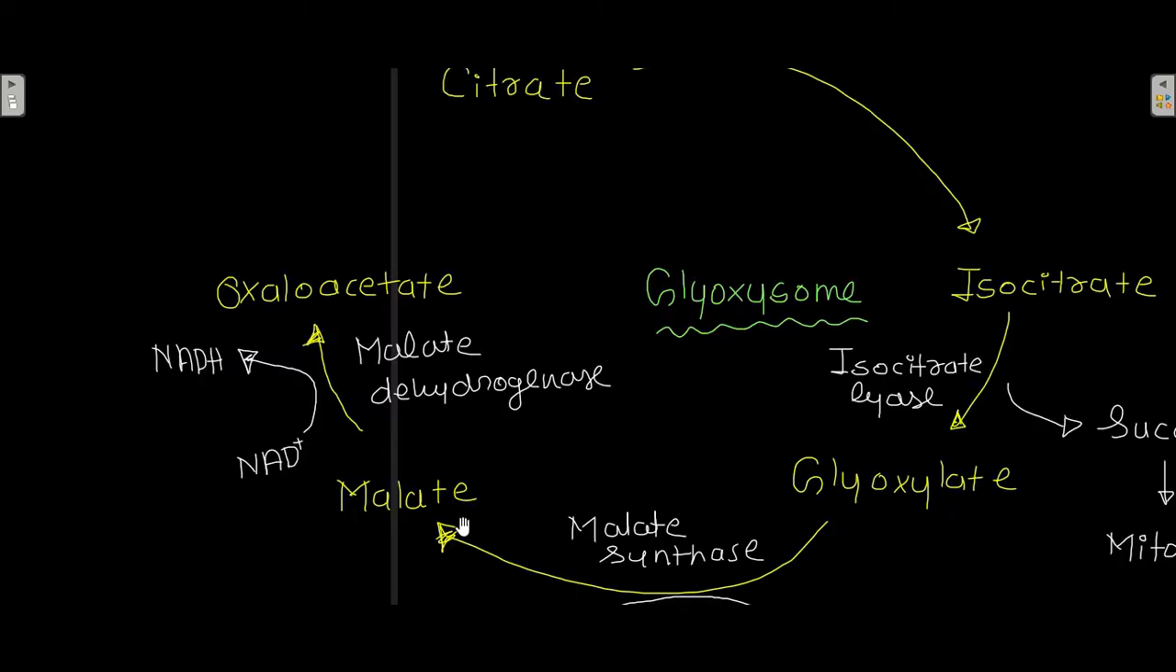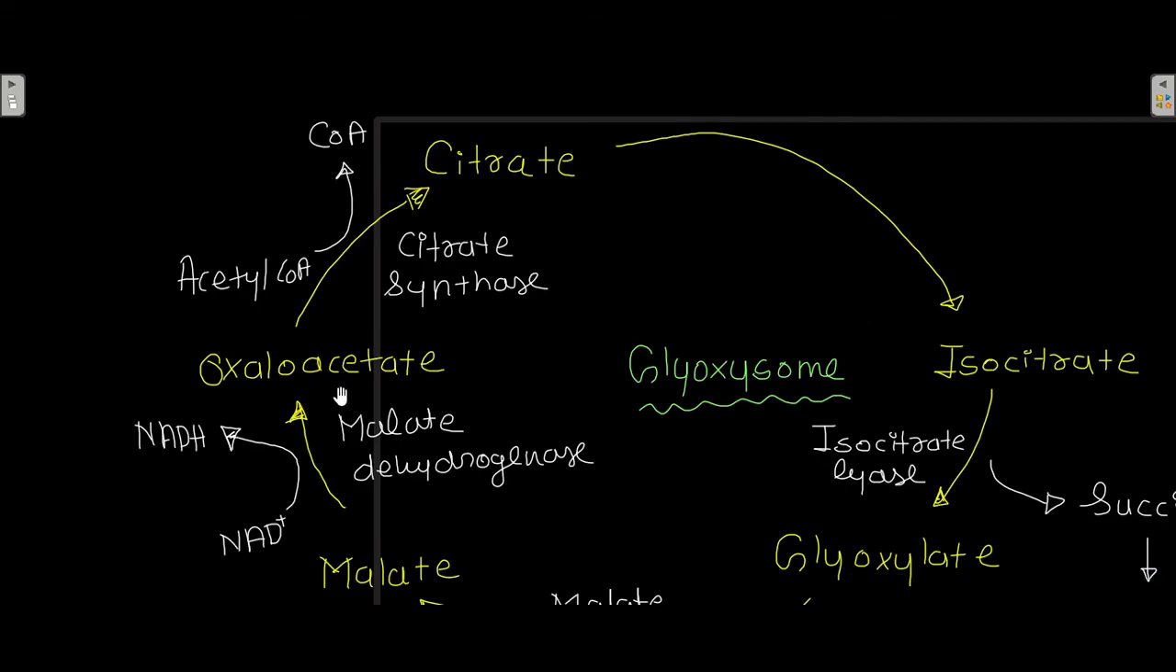In the next step, the malate is converted into oxaloacetate, and this reaction is catalyzed by malate dehydrogenase, and in this conversion NAD+ is reduced to NADH. That's the next step. Now in the next step, the oxaloacetate is converted into citrate, and in this reaction an acetyl coenzyme A molecule is consumed.